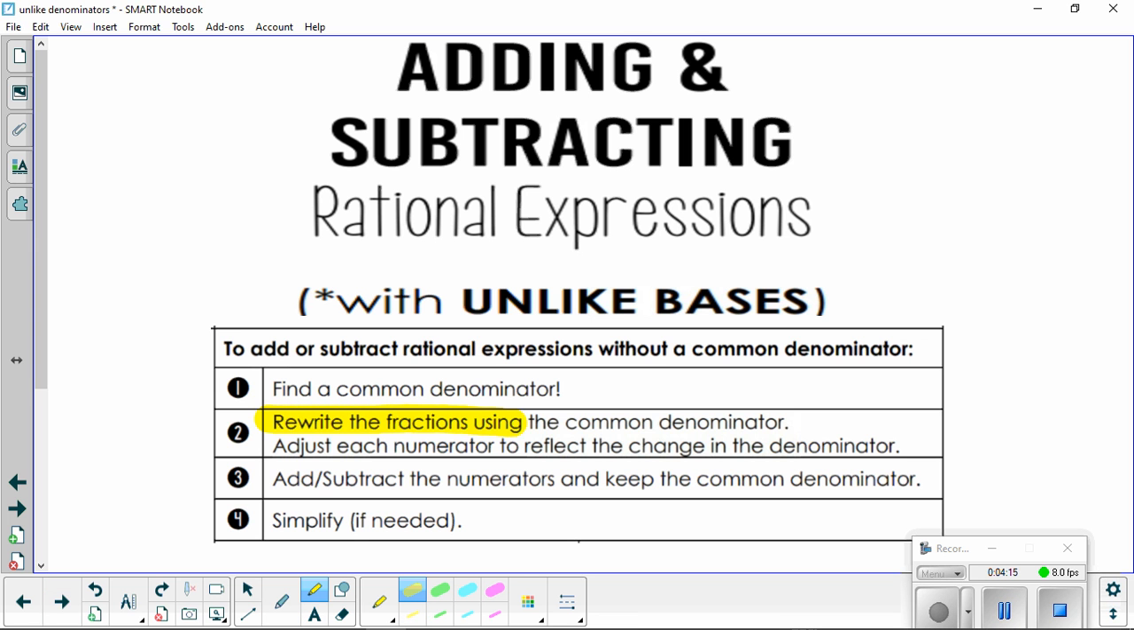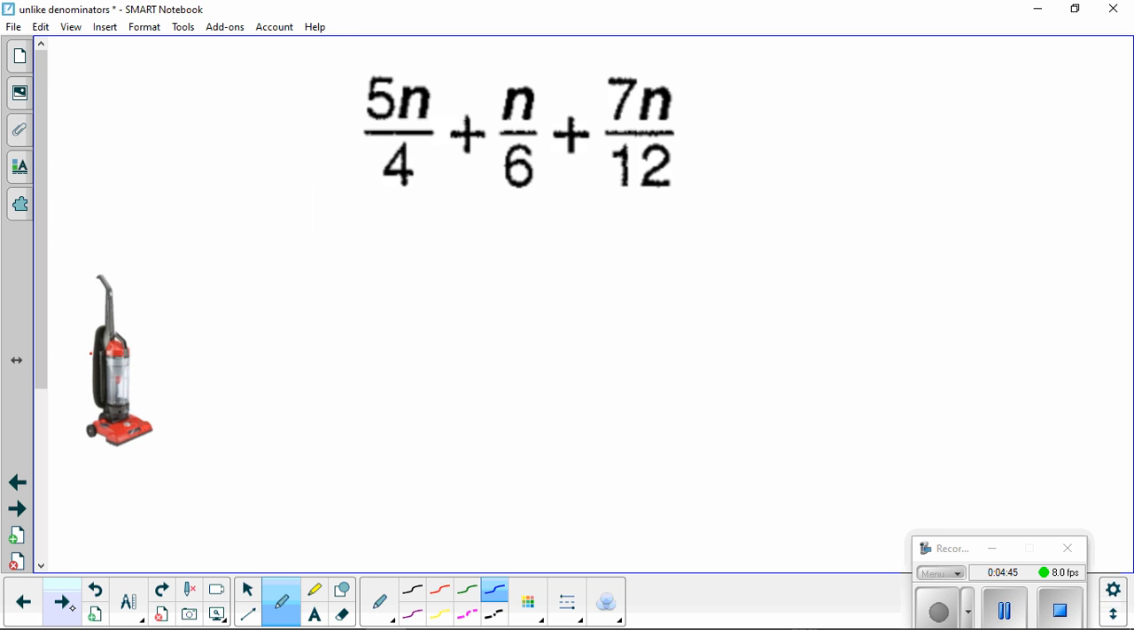Number 2, rewrite the fractions. That's when you multiply the top and the bottom by the number. Number 3, then you add and subtract the numerators. Super easy. And number 4, I don't like the word simplify. You know me, I like factor, cancel, squish. Always make sure at the end, can I factor it? Can I cancel? Can I squish anything down? That's reducing. That's simplifying. So you know these steps. Nice and easy. So here we go.